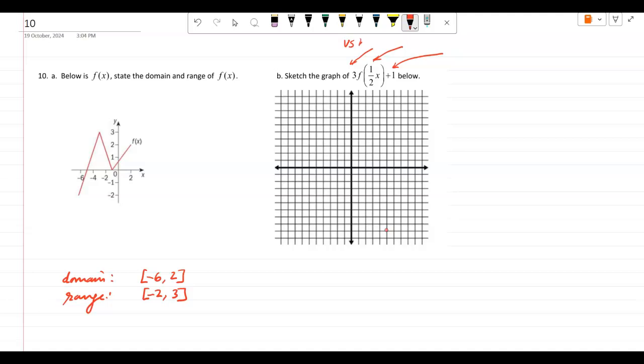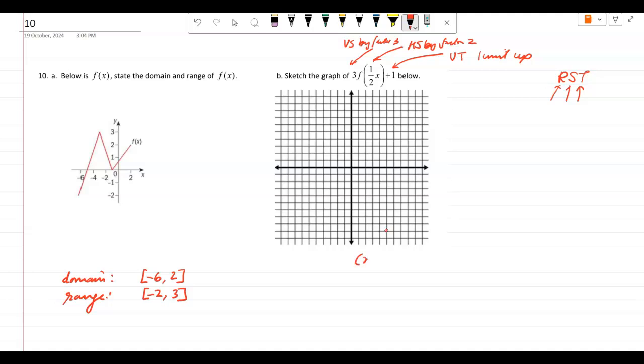Vertical stretch by factor 3. Horizontal stretch by factor 2. Vertical translation 1 unit up. Reflection, stretch, translation. So first you should do all the stretches.